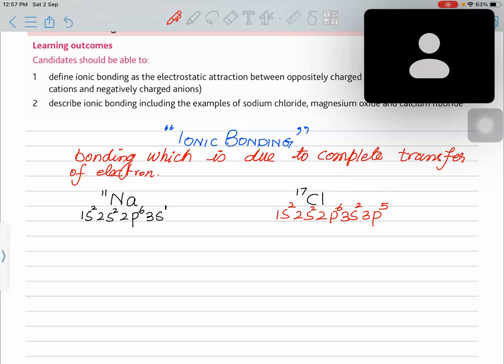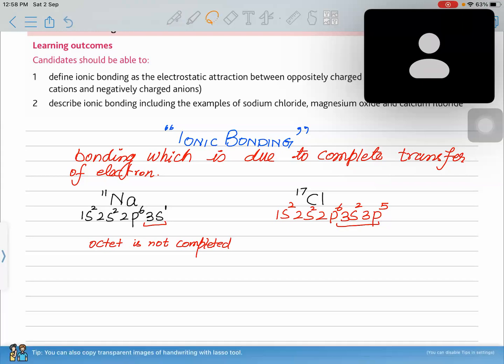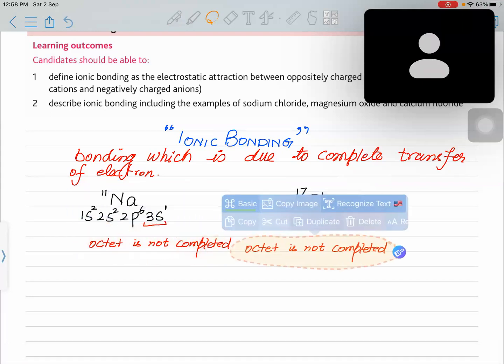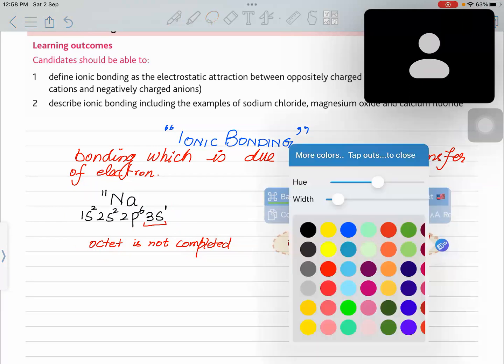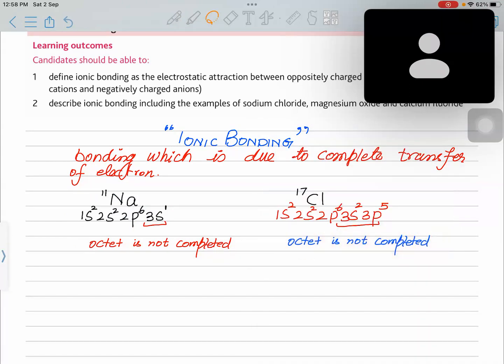So you can see that in the third shell of sodium you have 1 electron. In the third shell of chlorine you have 7 electrons. So the octet is not completed for chlorine.